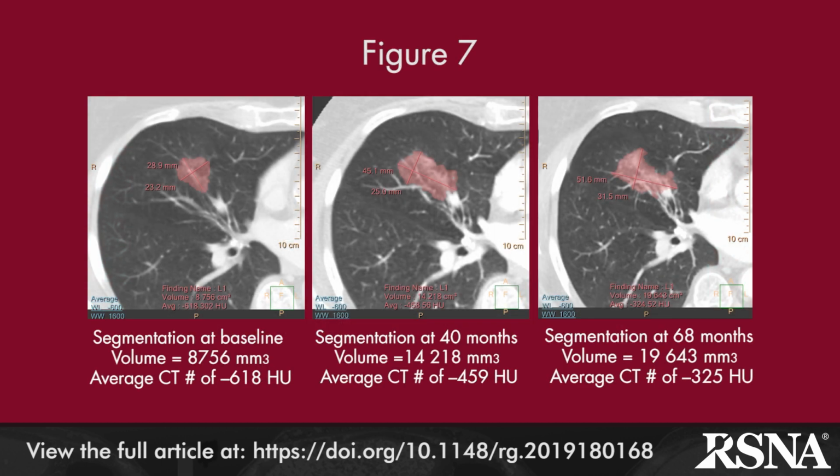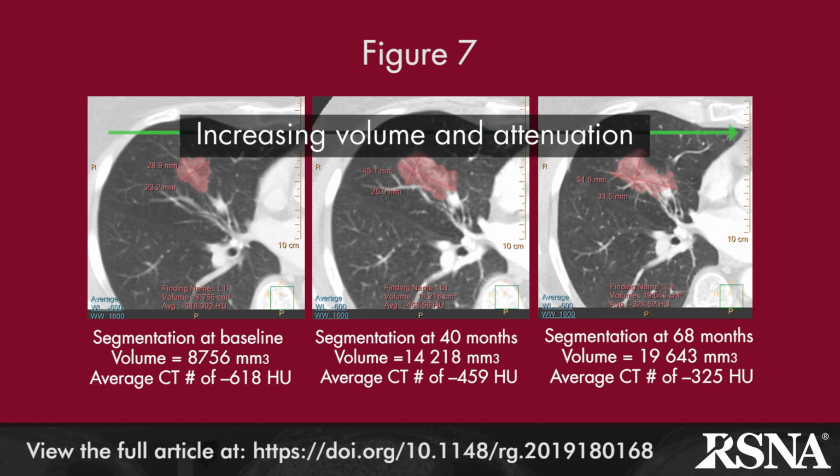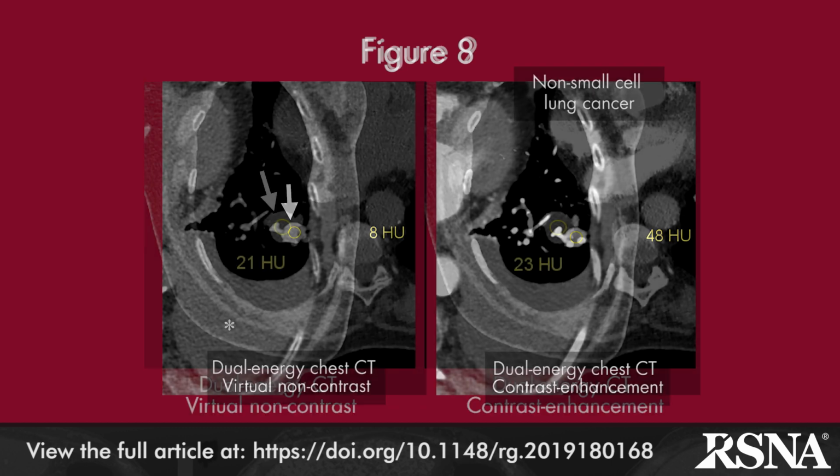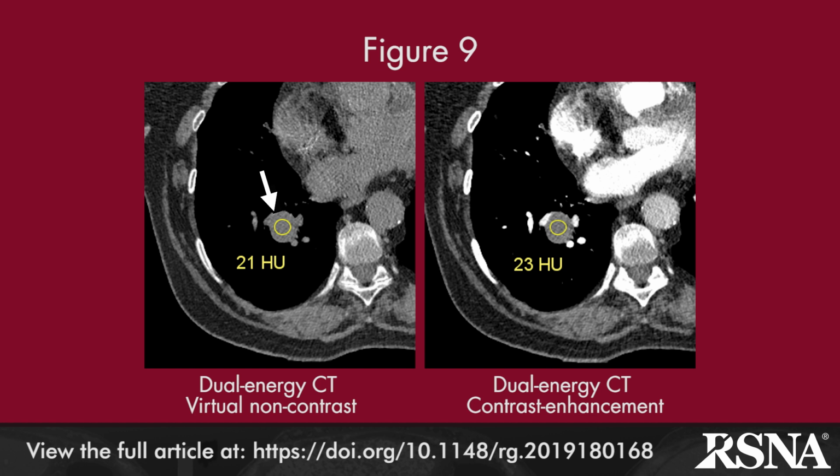Textural analysis using histograms may be able to help identify transformation of part-solid pre-invasive lesions into invasive adenocarcinomas, as shown in Figure 7. Nodule perfusion using dual-energy CT can be used in lieu of multi-phase pre- and post-contrast CT to assess for iodine enhancement and thereby distinguish benign from malignant nodules. Figures 8 and 9 illustrate this in malignant and benign solitary pulmonary nodules, respectively.